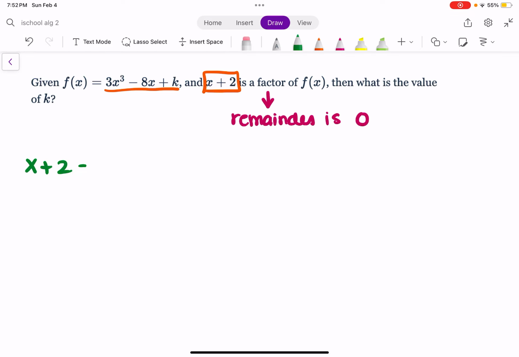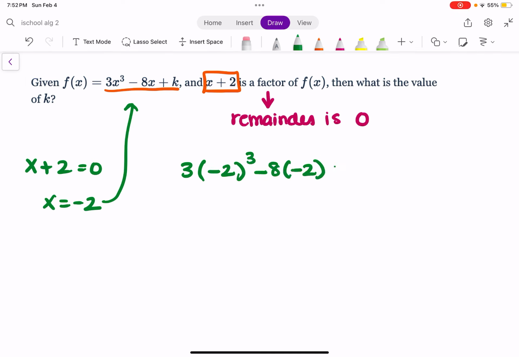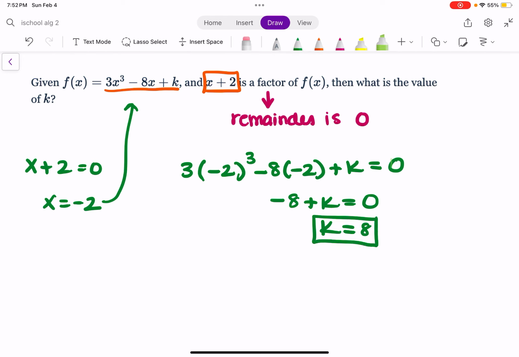So x plus 2 equals 0. So x is going to equal -2. I'm going to plug it back into here. So I have 3 parentheses -2 to the power of 3 minus 8 parentheses -2 plus k equals 0. Okay, so if I put the left side into my calculator, I'm going to get -8 plus k equals 0, and so k is going to equal 8, right? And again, we knew that this was a 0 because they told us x plus 2 is a factor. If something is a factor, that means the remainder is 0, okay?